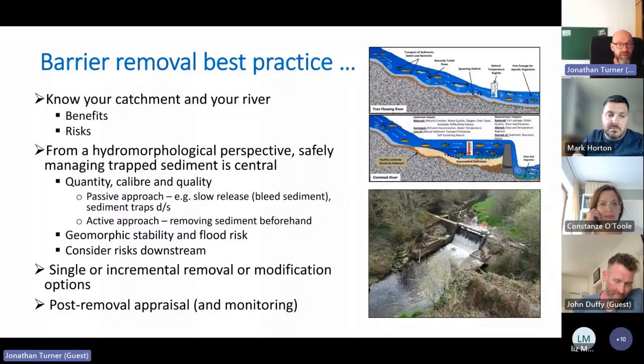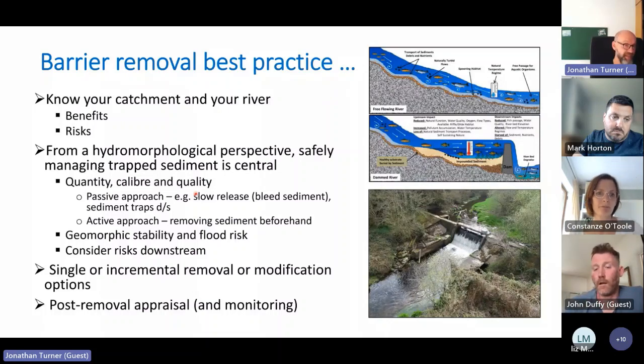So I guess there are a number of possibilities in terms of managing that. We can apply a more passive approach, so we can release the sediment more slowly. Some engineers will actually put sediment traps downstream and then control the release of the sediment, and maybe even sometimes remove the sediment from those traps. Or we can provide a more active approach, so removing the sediment. And that probably is more relevant where you've got issues of sediment quality as well. So if you're dealing with contaminated sediment.